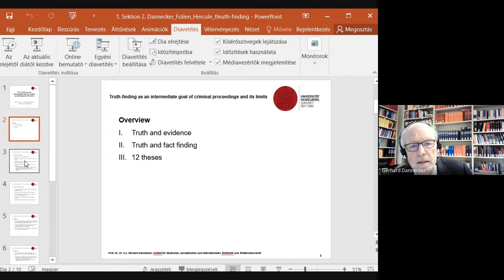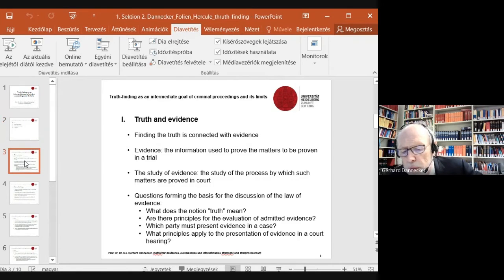Which party must present evidence in a case? What principles apply to the presentation of evidence in a court hearing? Questions like these form the basis for the discussion of the law of evidence.